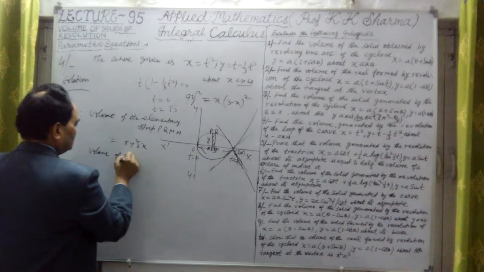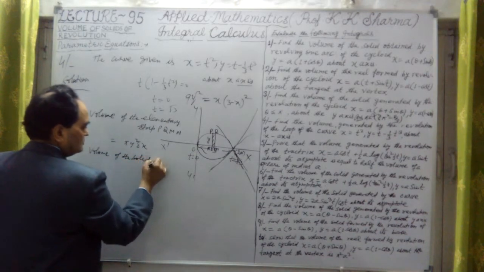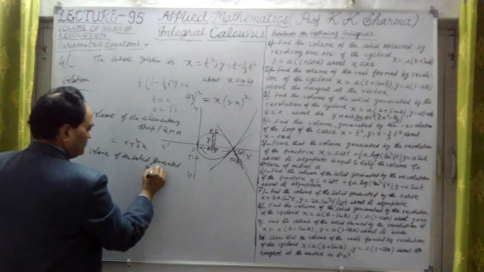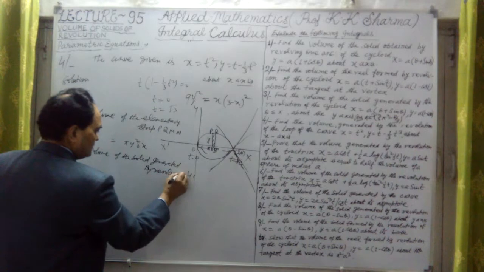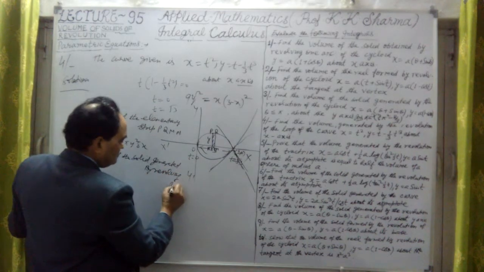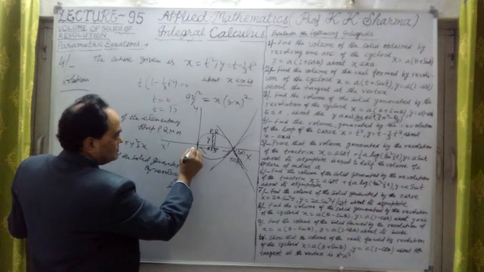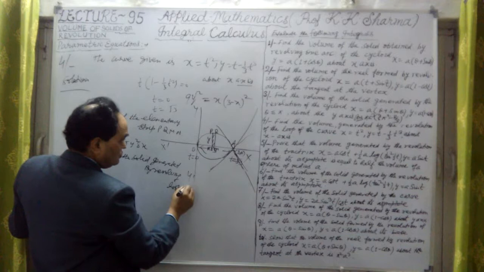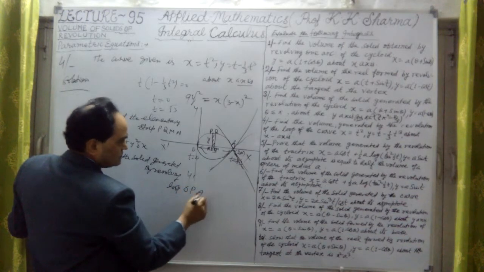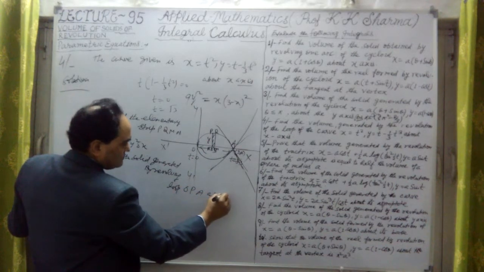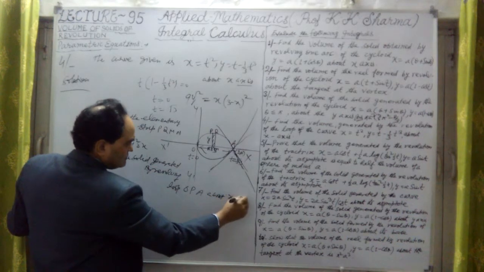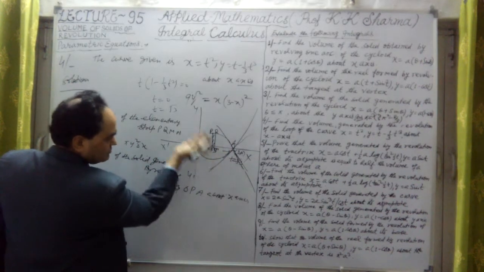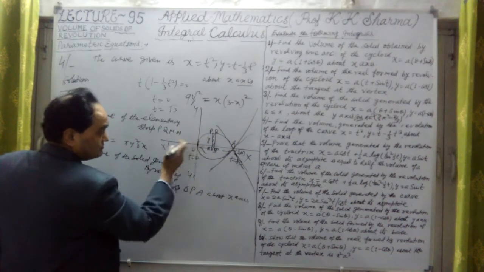The total volume of the solid generated by revolving the loop OPA around the x-axis. Now this whole loop, this area, is revolved around the x-axis, so a solid is obtained, and you have to find the volume of that solid.